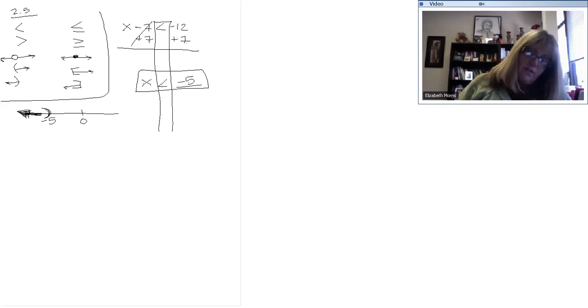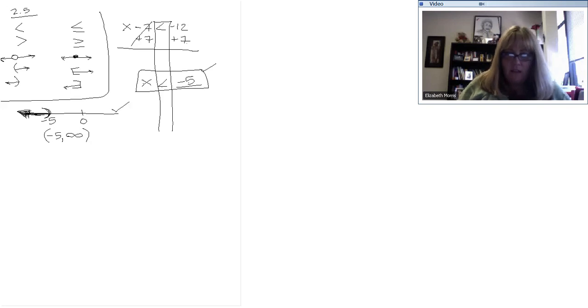Now remember the interval. What's the farthest number to the left? Negative 5. What's the farthest number to the right? Infinity. Infinity always gets a bracket, and a parenthesis, and negative 5 gets a parenthesis as well. So here is my answer written out. Here is my answer on a graph, and here is my answer in interval notation. Okay? Let's try another one.